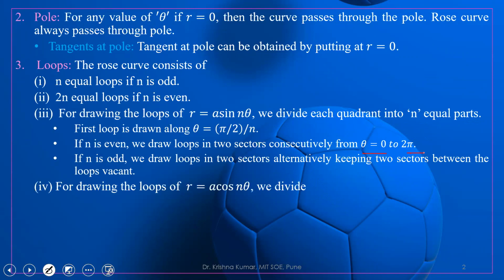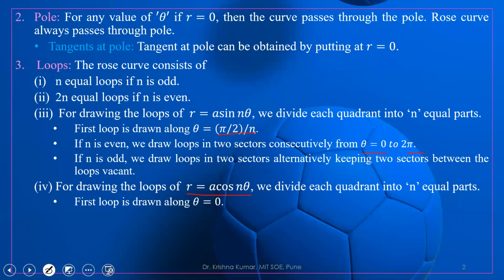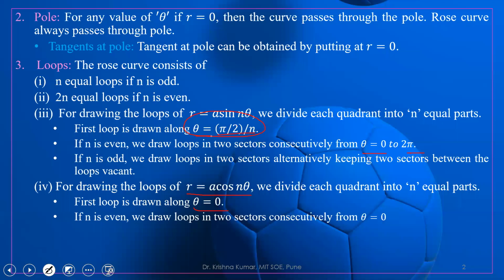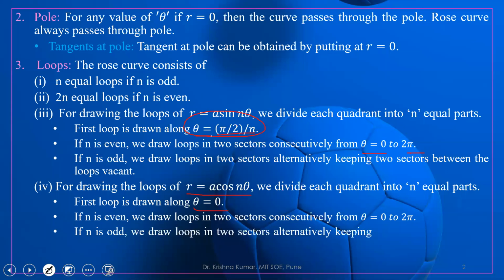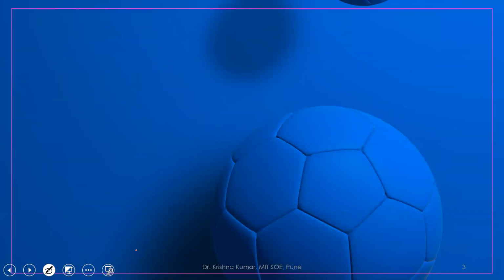Similarly, for drawing the loops of r equal to a cos n theta, the same thing, both are the same, but instead of pi by 2n, the first loop is drawn along theta equal to 0. If n is even, we draw loops in 2 sectors consecutively from theta equal to 0 to theta equal to 2 pi. And if n is odd, we draw loops in sectors alternately, keeping 2 sectors between the loops vacant. So this is a new thing in the case of Rho's curve.